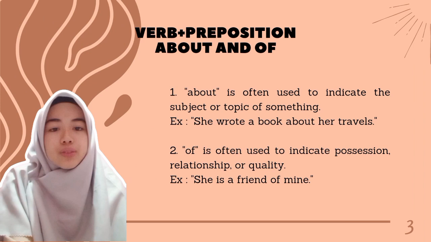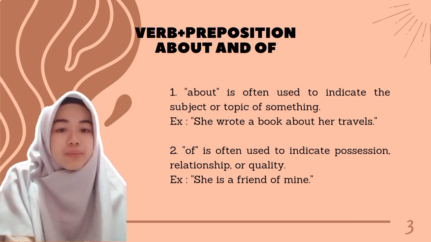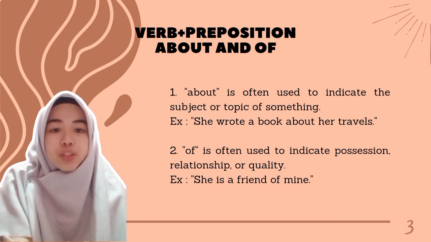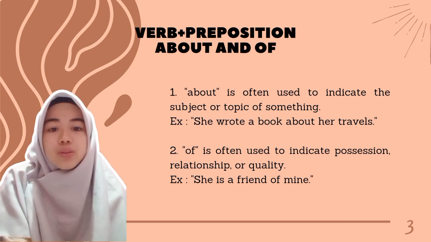Next, I would like to convey about verb plus preposition about and of. The prepositions about and of can be used with different verbs to convey different meanings. About is often used to indicate the subject or topic of something. For example, she wrote a book about her travels. And then, of is often used to indicate possession, relationships, or quality. For example, she is a friend of mine.